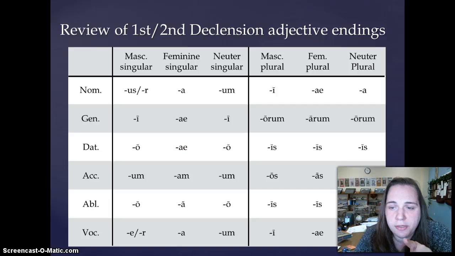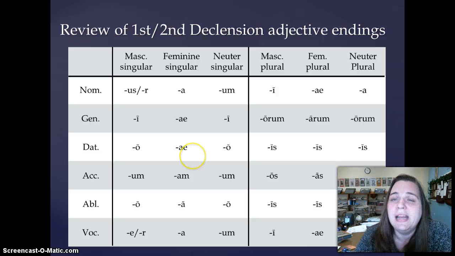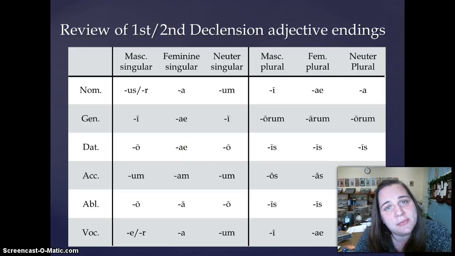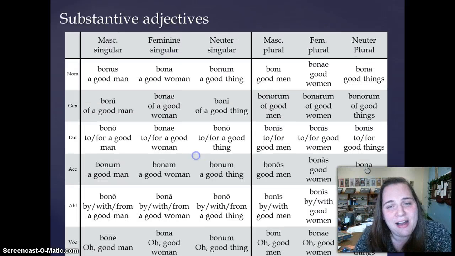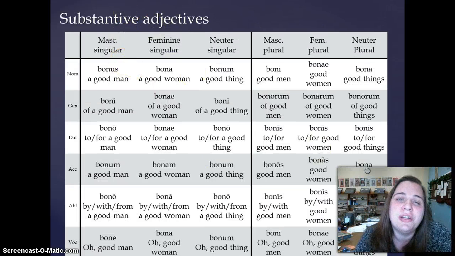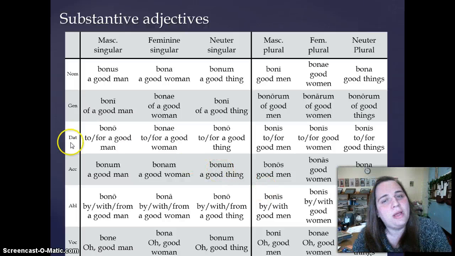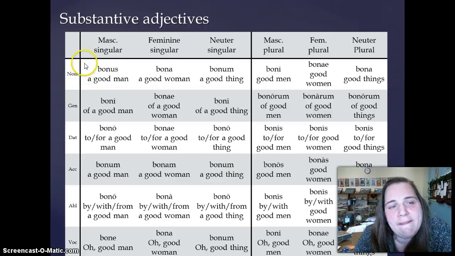Okay, you ready? All right. Once you have written down these endings, we can go through a review of how we're going to translate all of these substantive adjectives, okay? So, what you see here is a chart that I made that gives you the masculine singular, feminine singular, neuter singular, masculine plural, feminine plural, neuter plural for all of the cases.